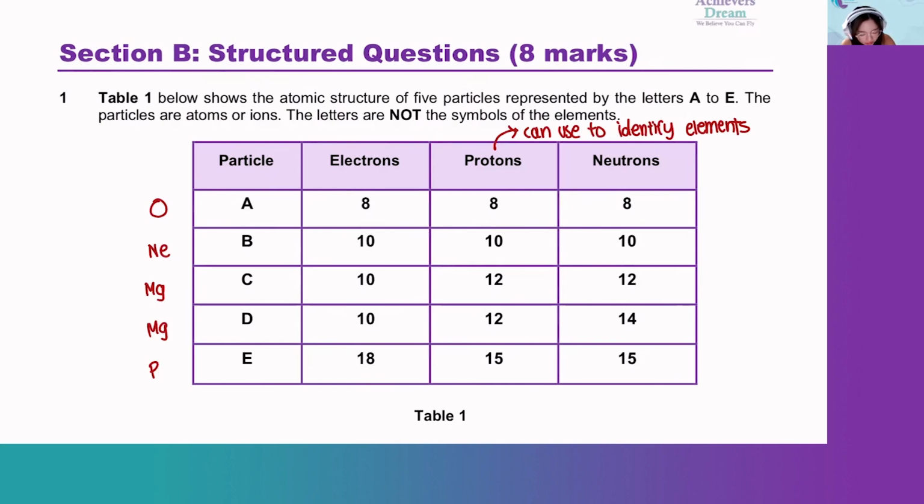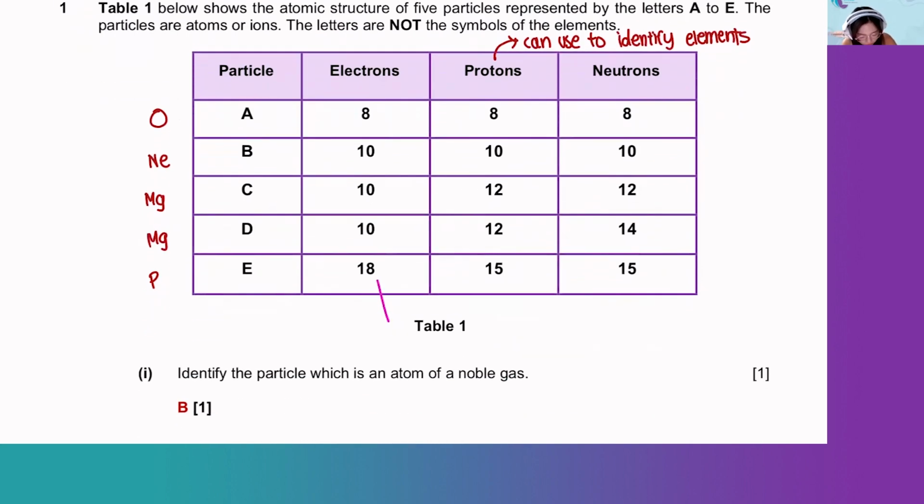In order to check, we need to look at the number of protons and electrons. If the number of protons and electrons are the same, that tells me that the particle is electrically neutral, meaning it must be an atom. So if protons and electrons are the same, the particle is an atom. Whereas if the number of protons and electrons don't match, that means that the particle is an ion.